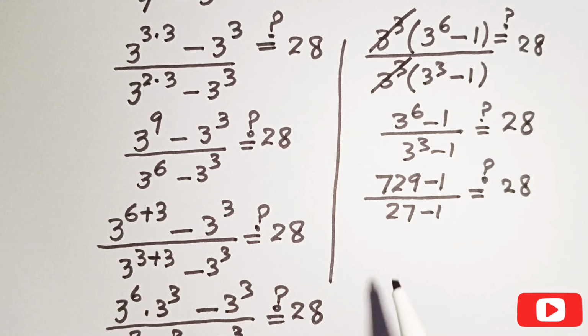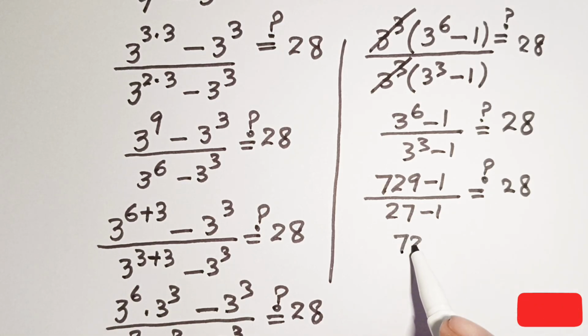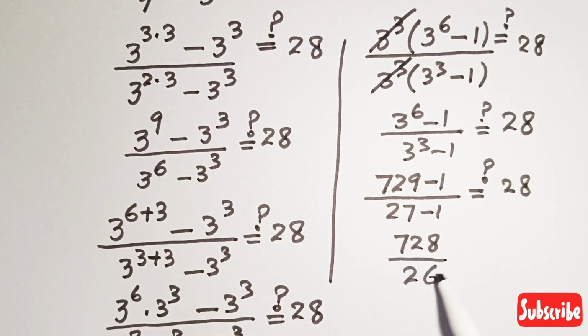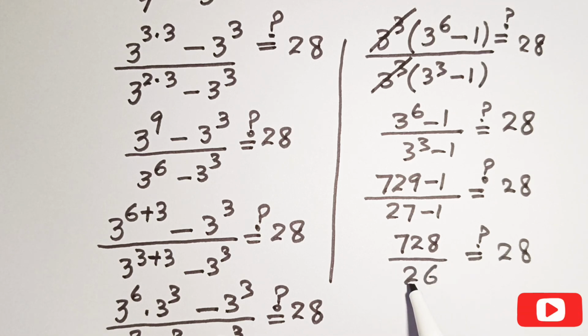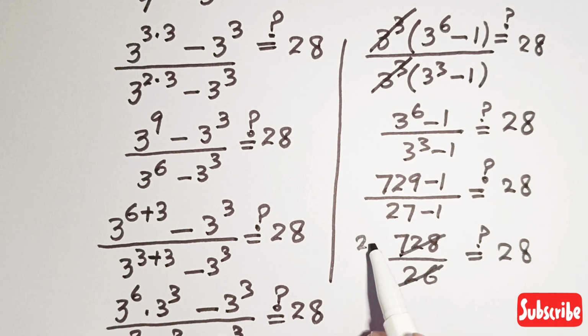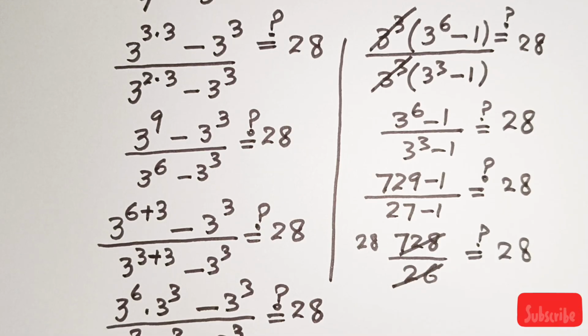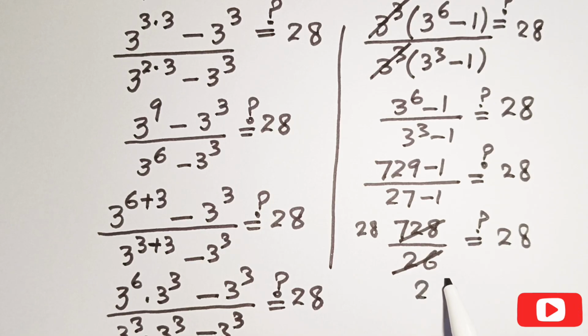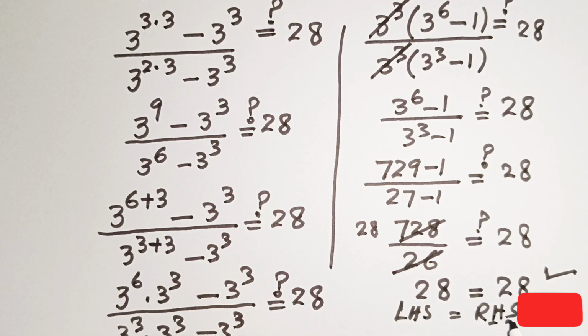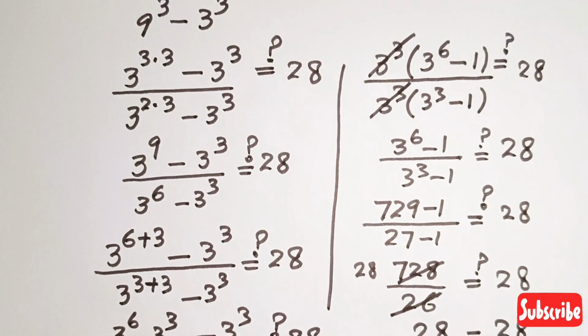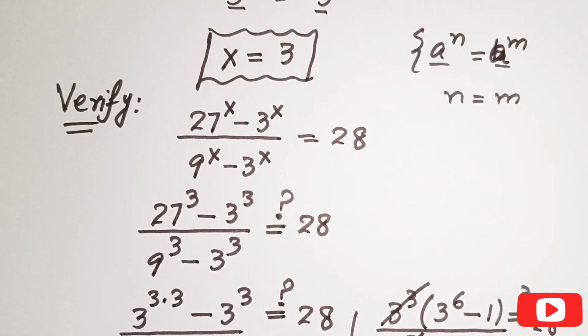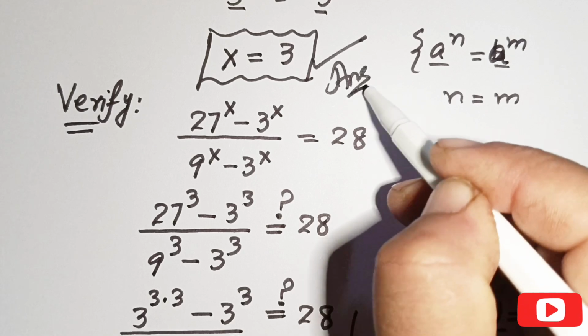So our next step is, 729 minus 1 is 728, and 27 minus 1 is 26. If we divide 728 over 26, then we get 28, since 28 times 26 is 728. So we see that our left hand side is 28 and our right hand side is 28. So left hand side is equal to right hand side. Hence we prove that our value of x is true for this problem. So x is equal to 3, it is our final answer.